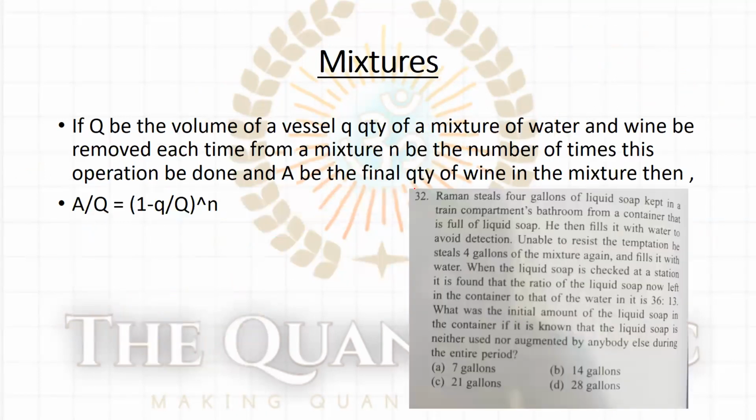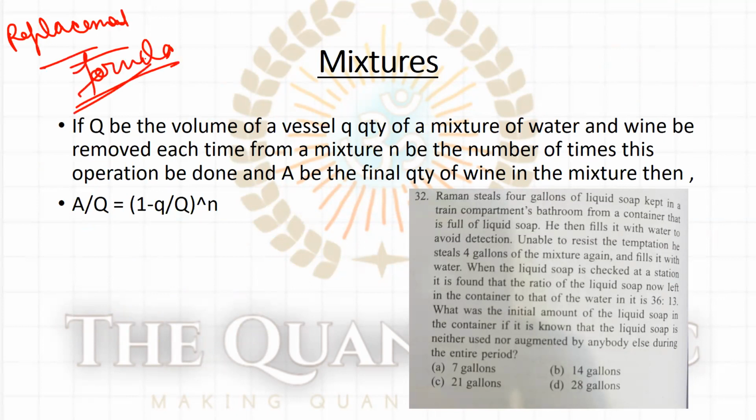Okay. Now yet another important shortcut. This is known as the replacement formula. Okay. Replacement formula. So this is basically that quantity of A we are removing. So if we remove quantity A and in total we have Q. Okay. This is the final volume of this.